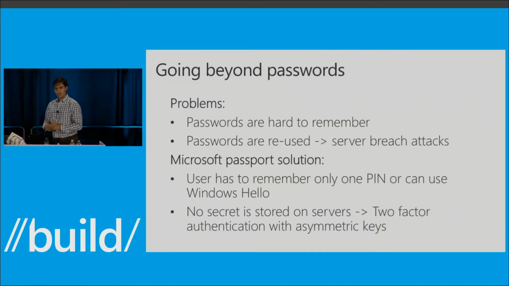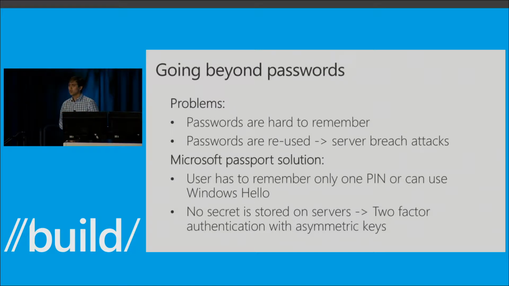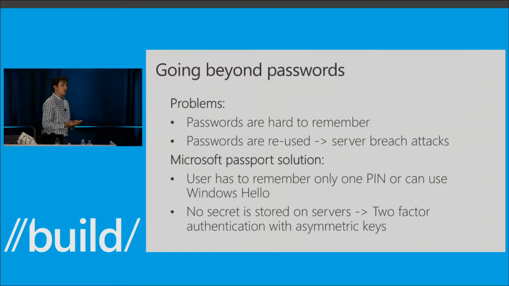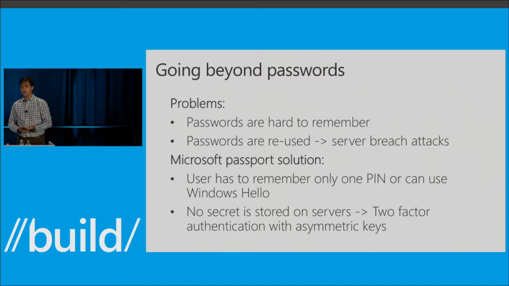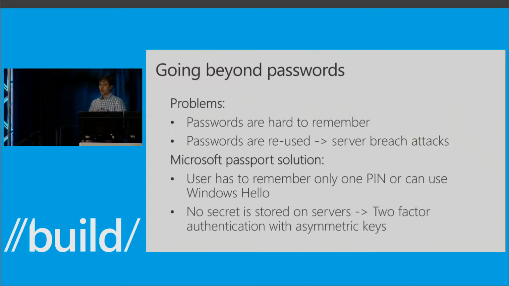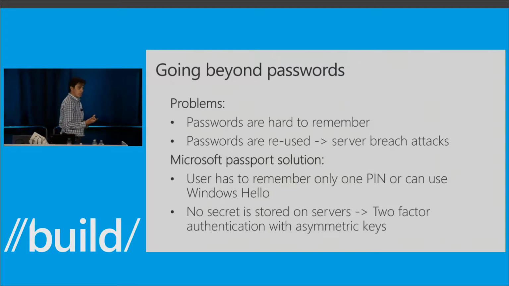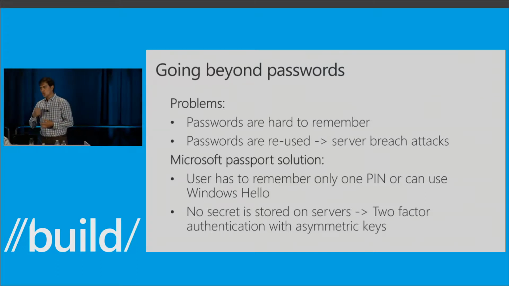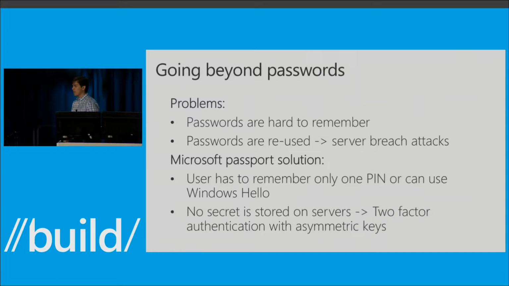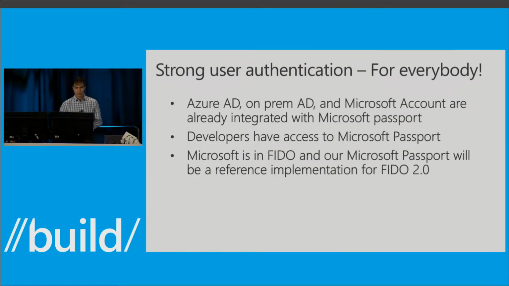The second problem with the password was the server attacks. With Microsoft Passport, because it uses the asymmetric cryptography technology, there's no reason to store any secrets on a server. So even if one server gets compromised, there's nothing in there that can be used to attack you on other websites. And this is what we call a two-factor authentication, because your device contains the private key of the public key pair that is used for your authentication, plus the PIN that you know. So it's two factors, something you have, your device, and something that you know, your PIN, or something that you are, your biometrics. So it provides a two-factor authentication for the user.